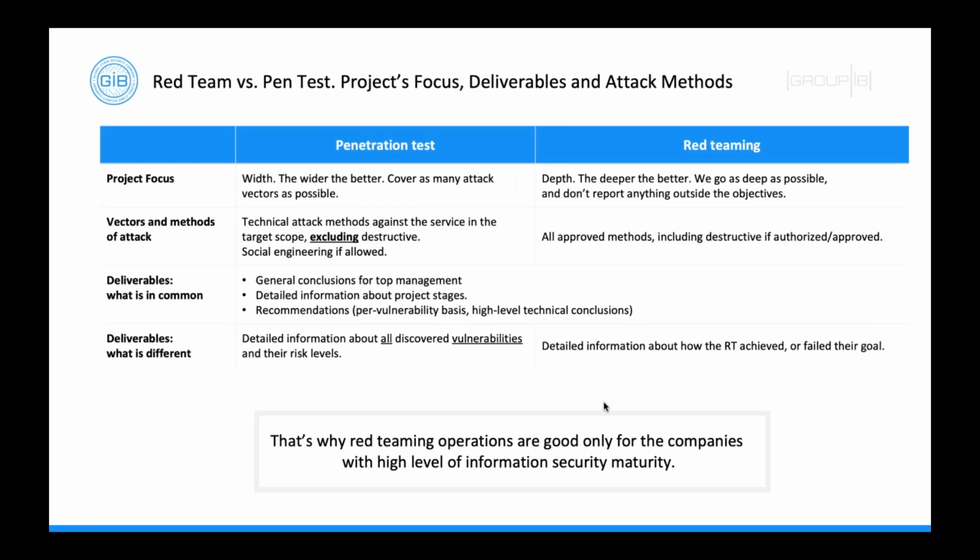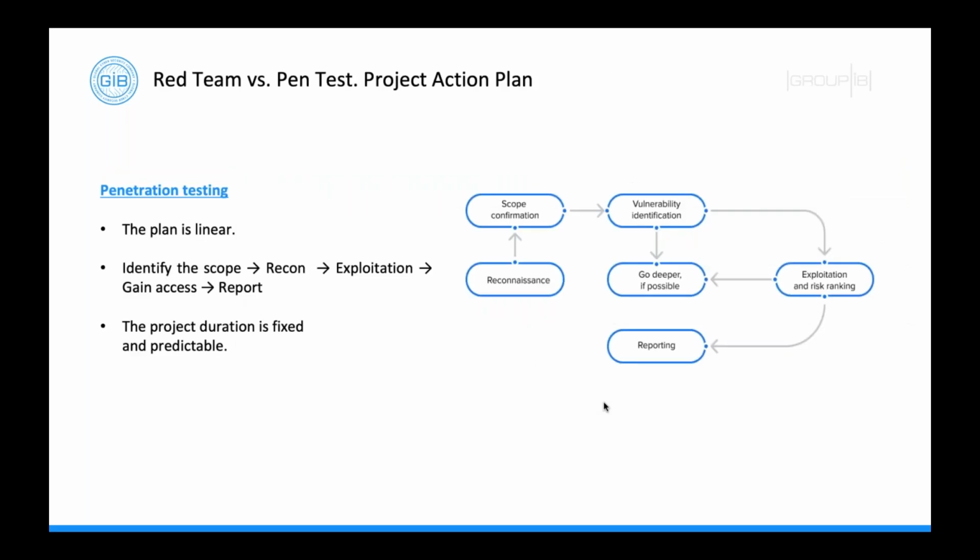In terms of deliverables, what is different between these two different services? Detailed information about all discovered vulnerabilities and the different risk scores that are associated with these vulnerabilities are provided with penetration tests, but specifically with the red teaming operations, the deliverable is to detail all of the information, the techniques and tools that were used to achieve the red teaming goal. Or if the goal was failed, to provide information about how the security staff or security stack actually prevented the red team from achieving their particular goals. So those are some of the key differences when looking at the project's focus, deliverables, and different attack methods as well.